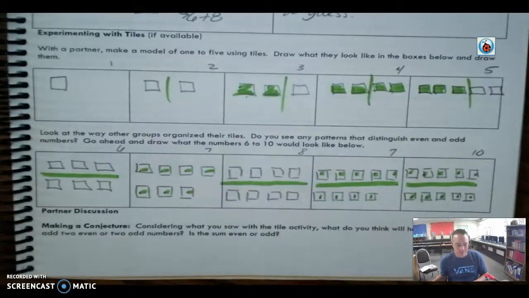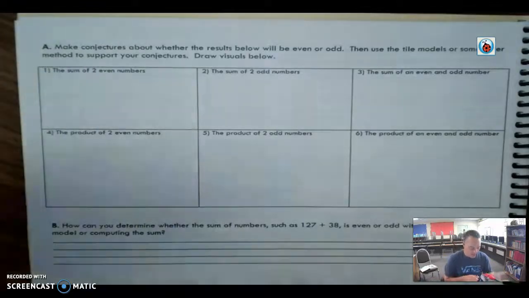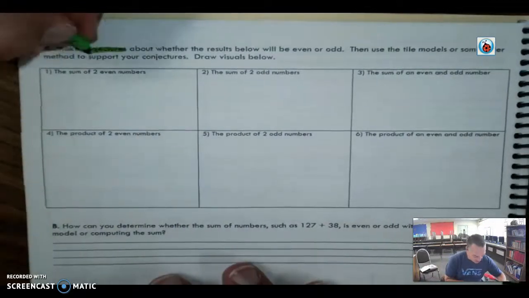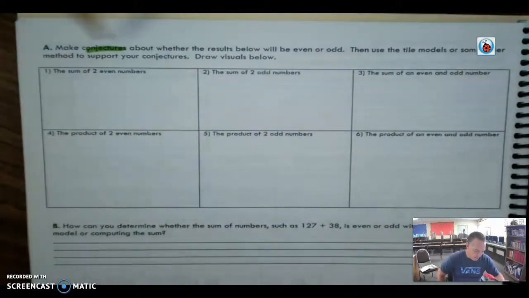It's unfortunate we don't have the tiles. Okay, so go ahead and turn the page. Okay, so we're going to make a conjecture. Remember, a conjecture is a guess, and we kind of want to test it. Make a conjecture about whether results below will be even or odd. Then use tile models or some other method to support your conjectures.